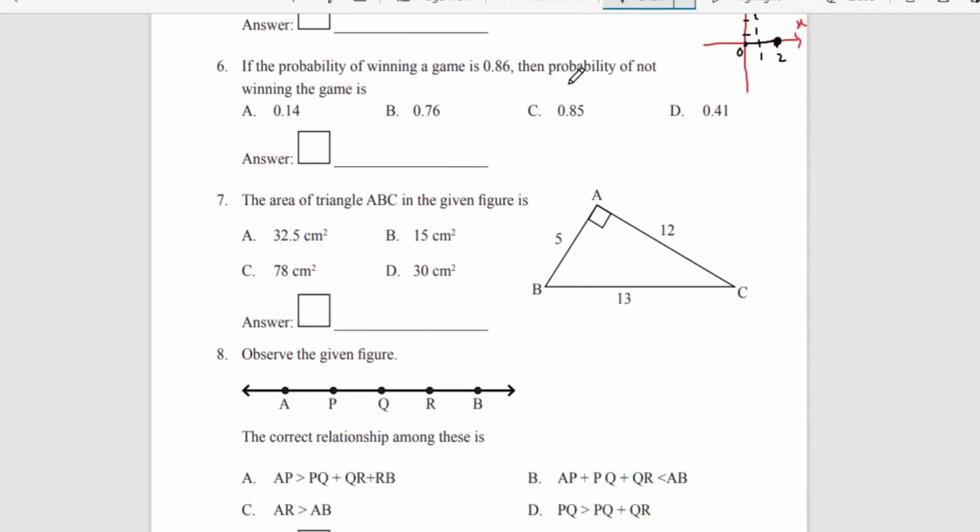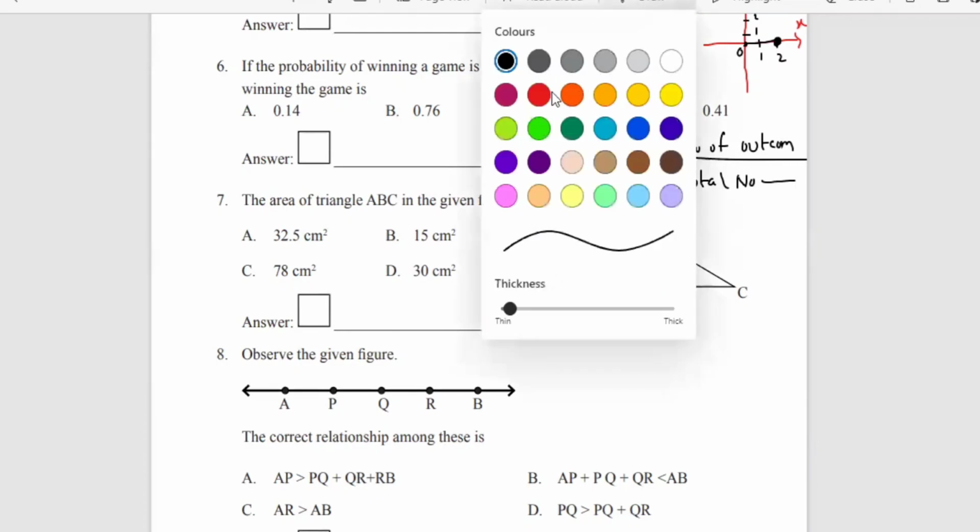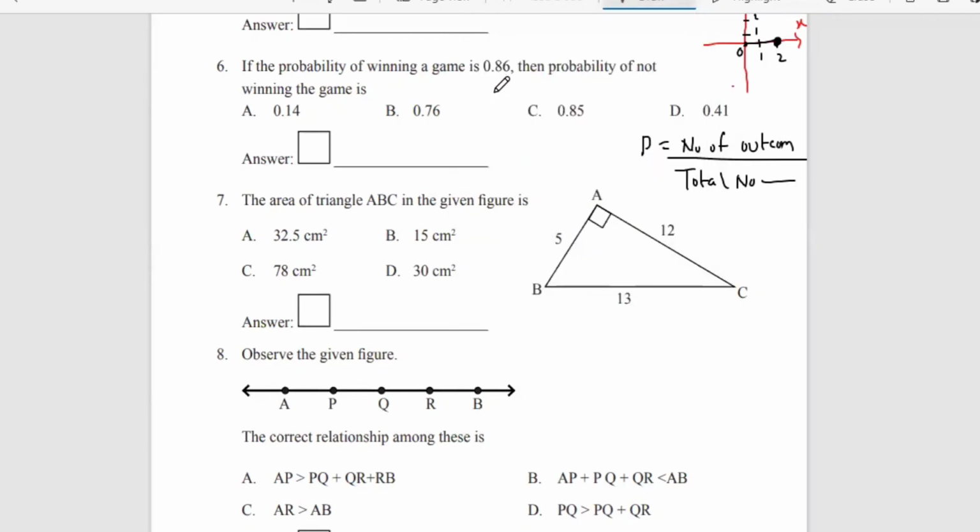The probability of winning a game is 0.86. Then what is the probability of not winning? First of all, you should be familiar with the probability formula. What is the probability formula? Probability is equal to the number of outcomes divided by the total number of outcomes. Now they directly give the answer, that is 0.86. That is the final answer.